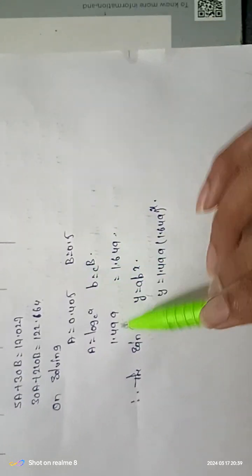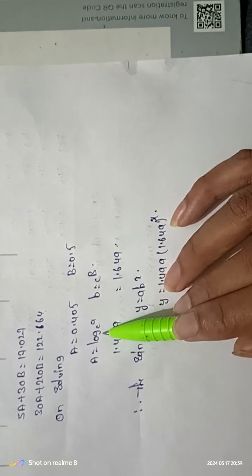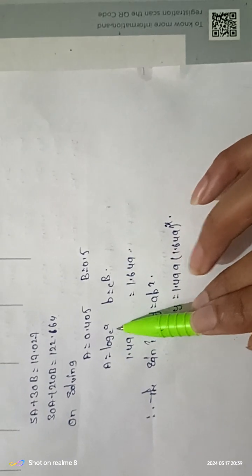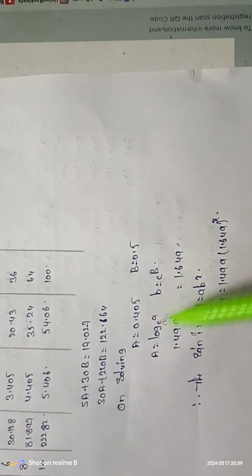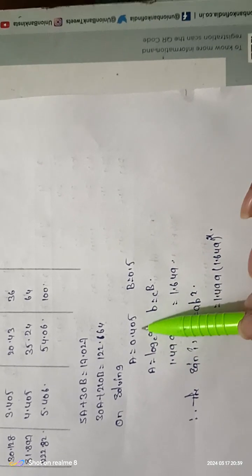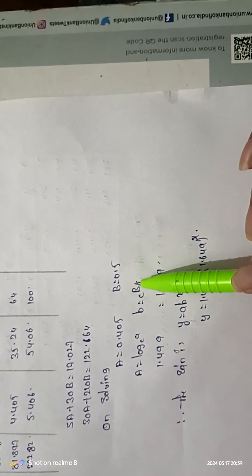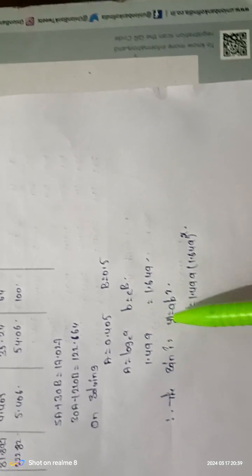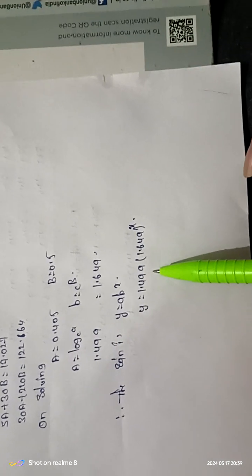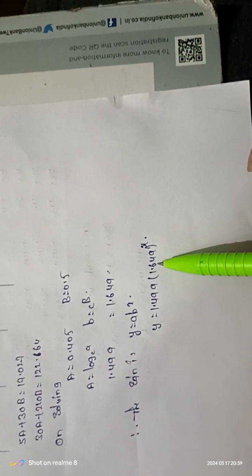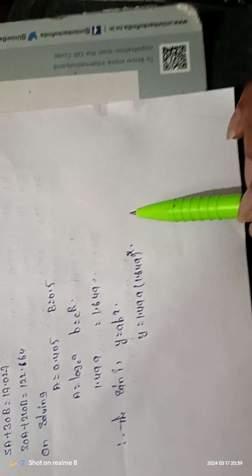For the power curve, here is the result. A equal to log a into base e. Here the a and b values are 0.405 and 0.5. Substituting into the log a into base e, the obtained equation is a x power b, and the result is 1.499 into x power 1.649. Thank you.